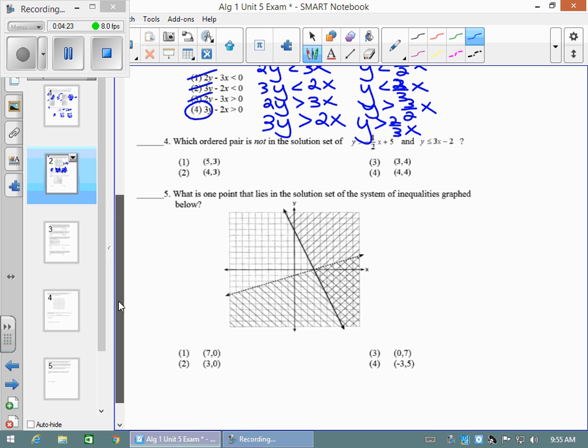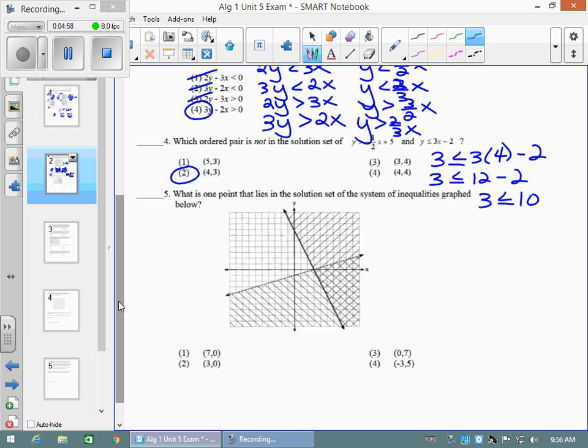Moving on. Number 4 says which ordered pair is not in the solution set. So I'm looking for an ordered pair here that when plugged into one or both of these inequalities does not make it true. So the answer here comes out to be choice 2. And the reason is when you plug in (4, 3) into the second inequality, so I'm plugging in 3 for y, less than or equal to 3 times 4 for x, minus 2, I get 3 is less than or equal to 12 minus 2. 3 is less than or equal to 10. So, it's correct in the second inequality.